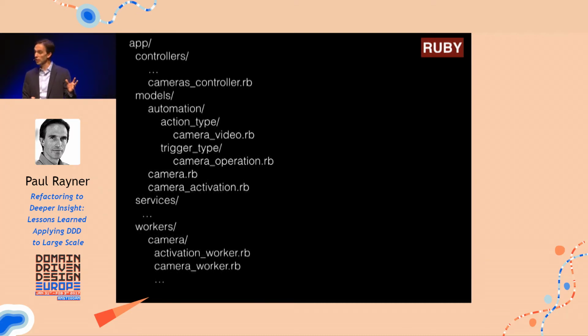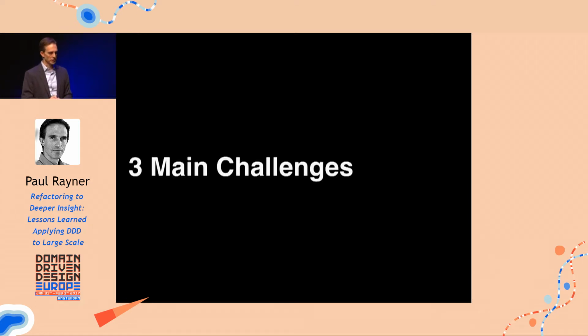So there's a cameras controller, there's a camera model, there's a camera activation model, and then there's a bunch of workers for things like activation and camera worker for handling the general operations that go on with cameras. And as I said, this is all in Ruby. So this all sounds good so far, so let's talk about some of the challenges that we were up against.